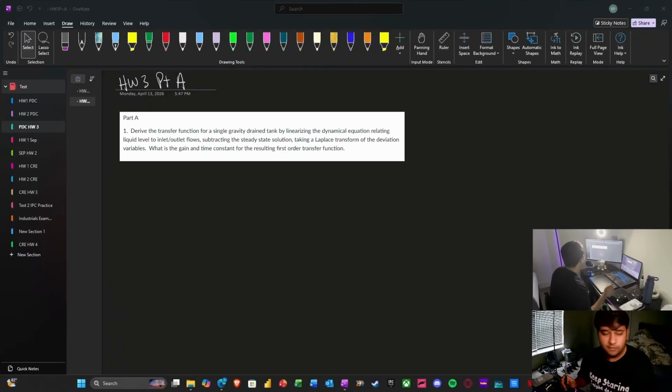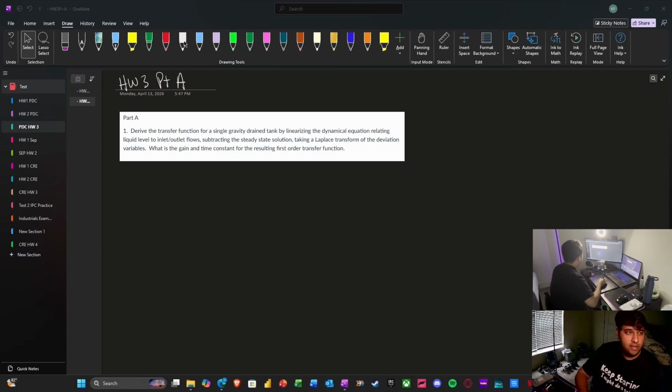Hello, this is homework 3 part A, and we're going to be deriving the transfer function for a single gravity drain tank by linearizing the dynamical equation relating liquid level to inlet and outlet flows, and subtracting the steady solution and taking the Laplace transform of the deviation variables, and we're going to find out what the gain and time constant for the resulting first order transfer function is.